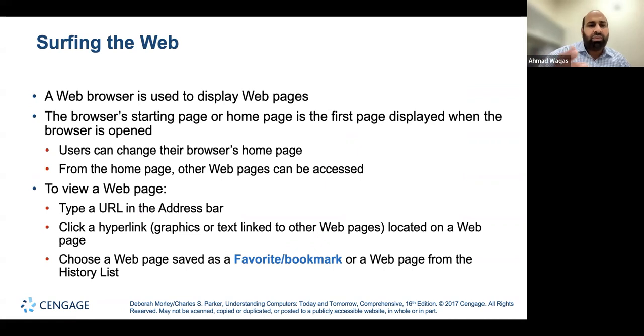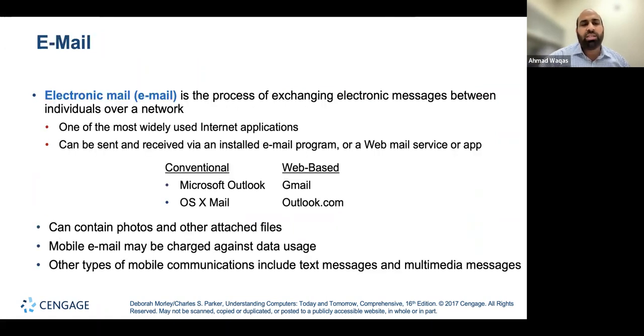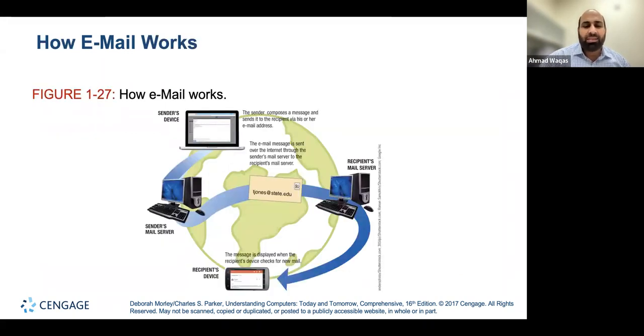How do you surf the web? We already know that you need a web browser, and you can simply type the URL in the web browser. You can search using search engines like google.com, and you can simply search many things from there. For email, you can use different software, and you can send and receive email using Gmail, Outlook, and many others, right?